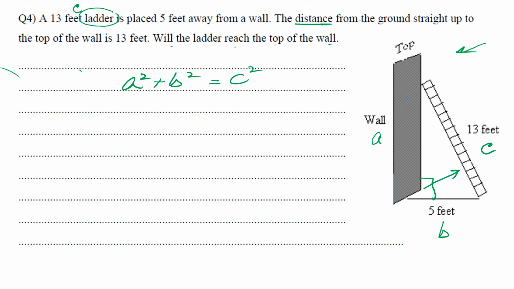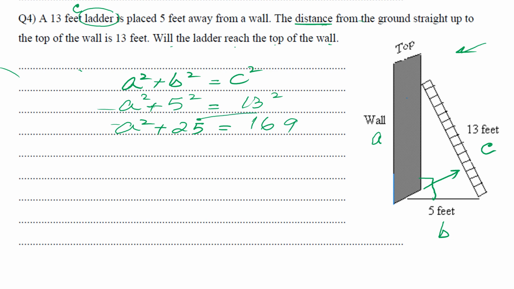So what is the value of a? We don't know, so we will write it as it is. What is the value of b? It's the ground, so it is 5, so we write here 5 square. And c is the ladder, which is 13 square. Now write down, 5 square means what? 25 equals 13 square means 169.